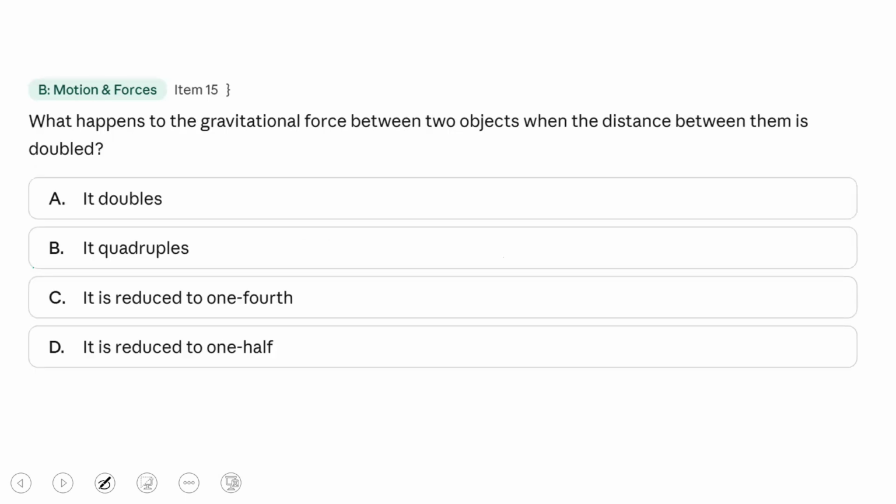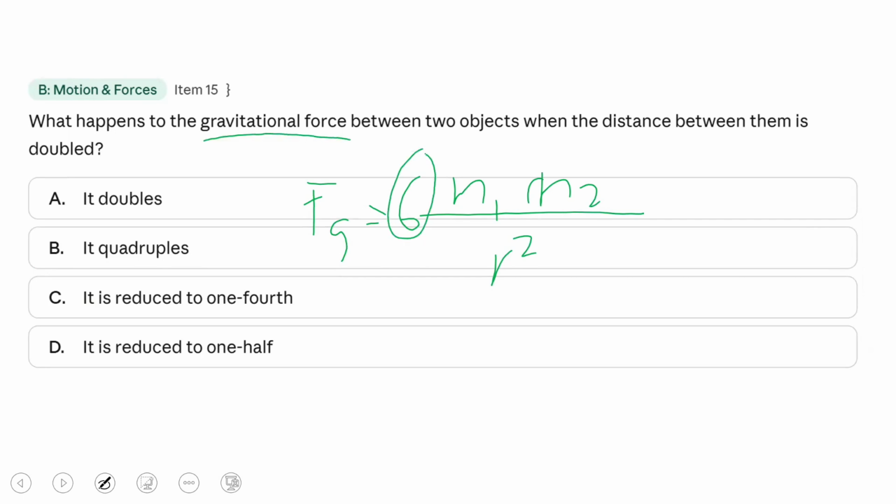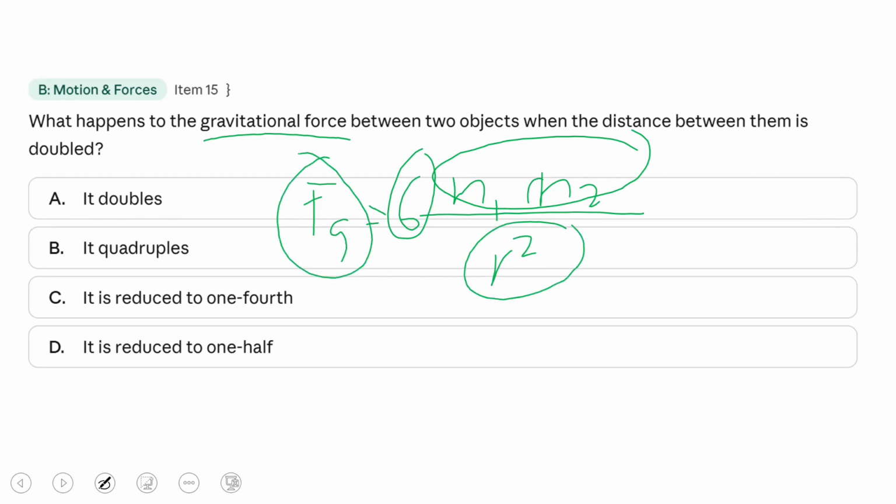Okay? Item 15. What happens to the gravitational force between two objects when the distance between them is doubled? What's your answer? By the way, what is the formula for the gravitational force? That is Fg equals G times mass 1 times mass 2 over r squared, the distance. So as you can see, you are being asked about the gravitational force. G is the gravitational constant, these are the masses, this is the distance, and this is the gravitational force. As you can see, this one is a numerator and the distance is in the denominator.